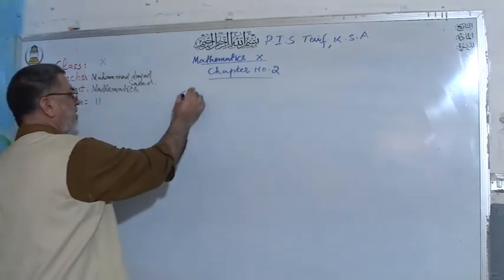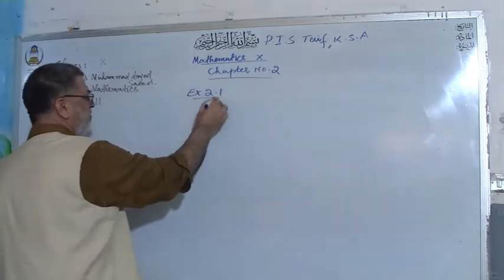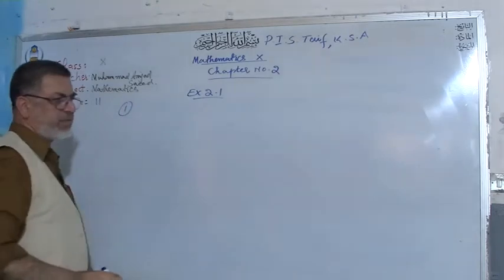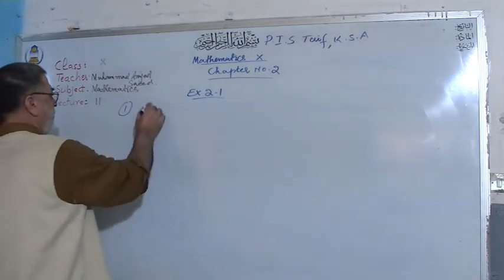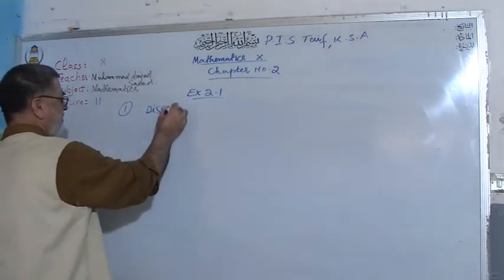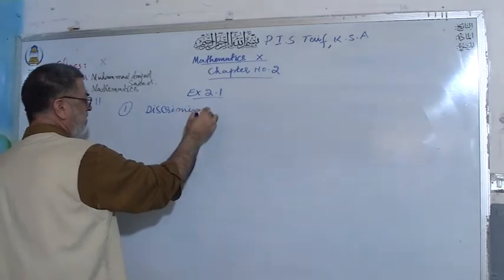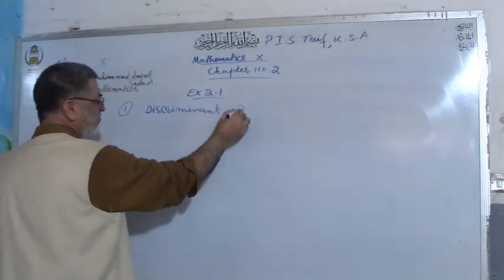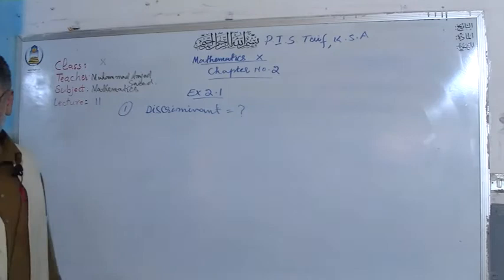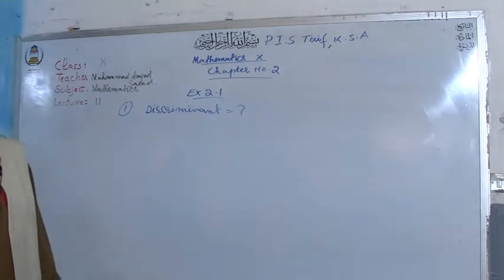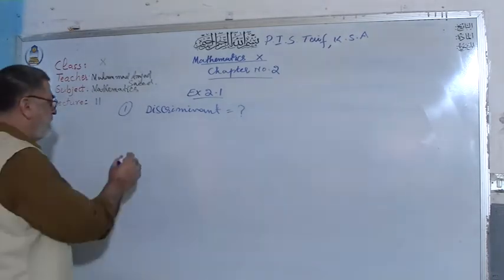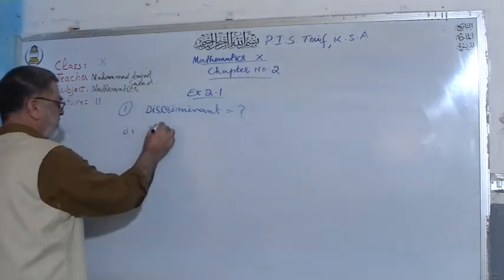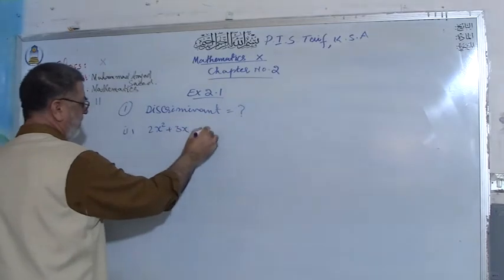Exercise 2.1, question number 1. Find the discriminant of quadratic equation. We have to find discriminant for the quadratic equation. For example, first part is 2x square plus 3x minus 1 is equal to 0.